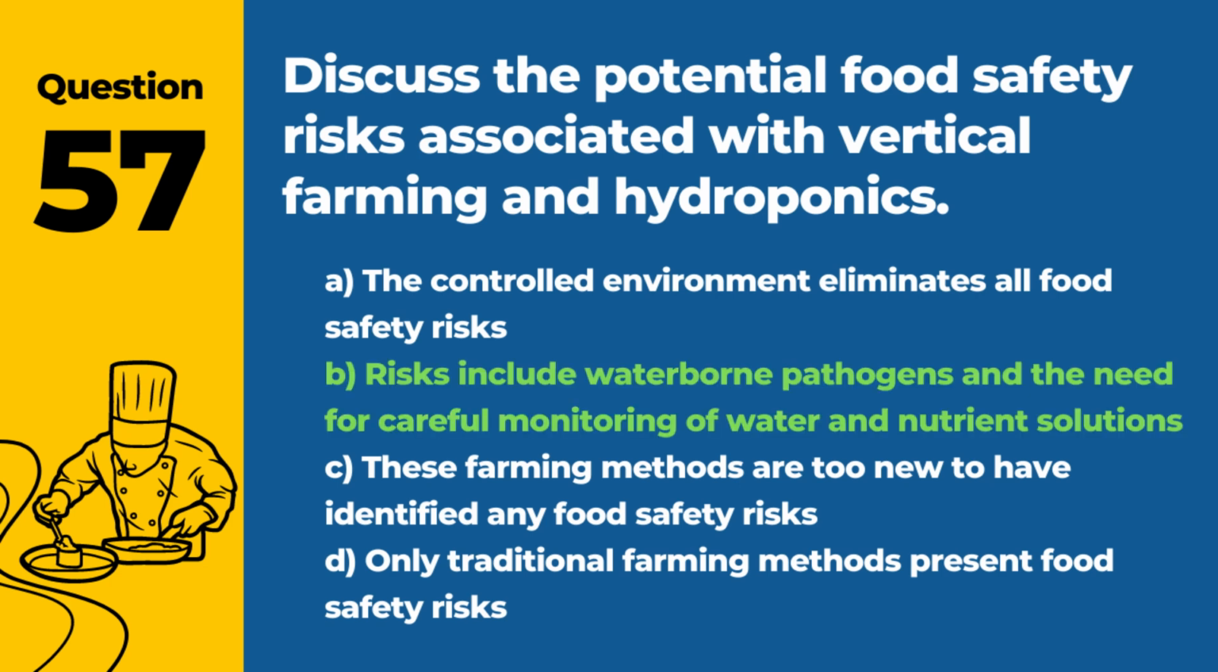Answer: B. Risks include waterborne pathogens and the need for careful monitoring of water and nutrient solutions. Vertical farming and hydroponics require vigilant management of the growing environment to prevent the introduction and spread of pathogens.